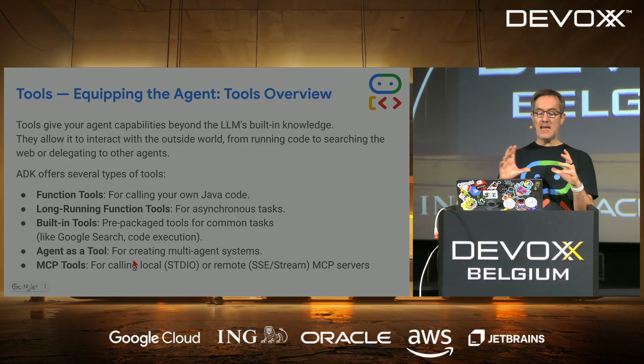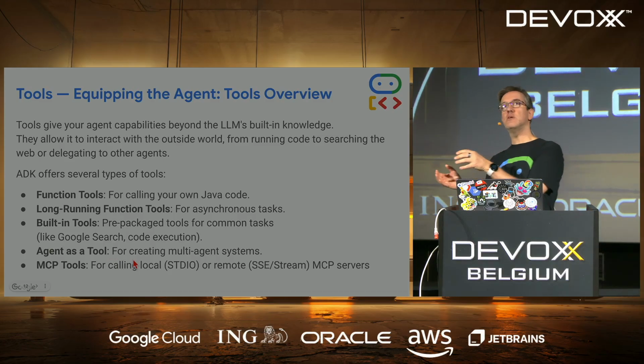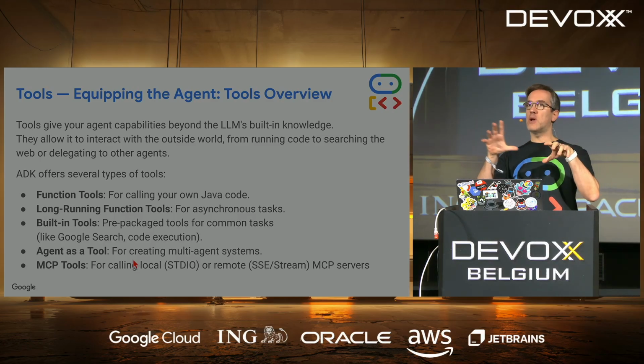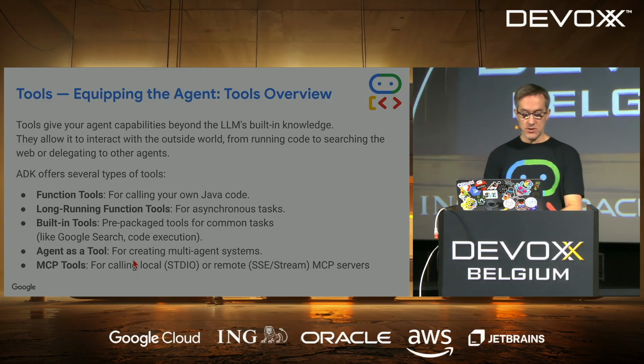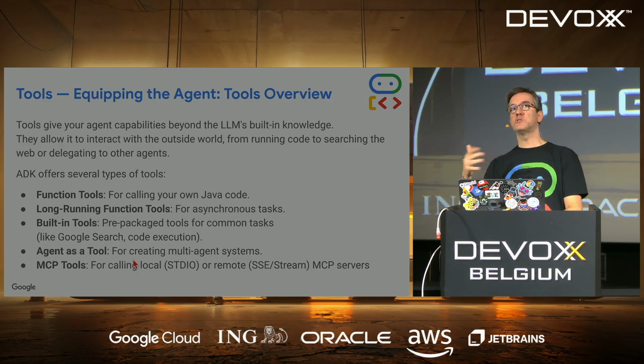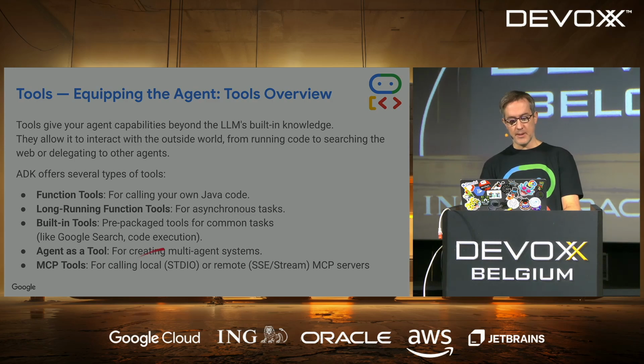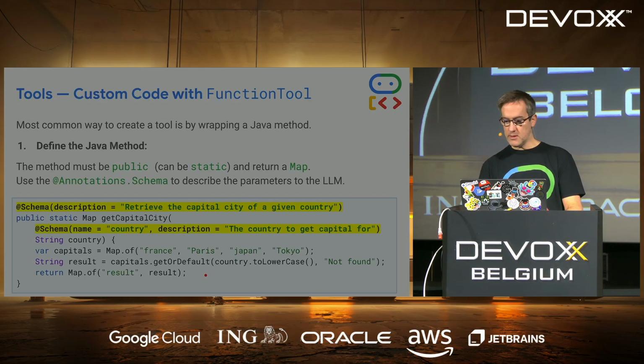And you can also delegate. You can transform, in a way, an agent into a tool. So instead of having the agents collaborate, you transform an agent into a tool, as if it were just an MCP server or something. So you can compose things in a neat way. And of course, there's MCP handling. So let me show you first the function tool.